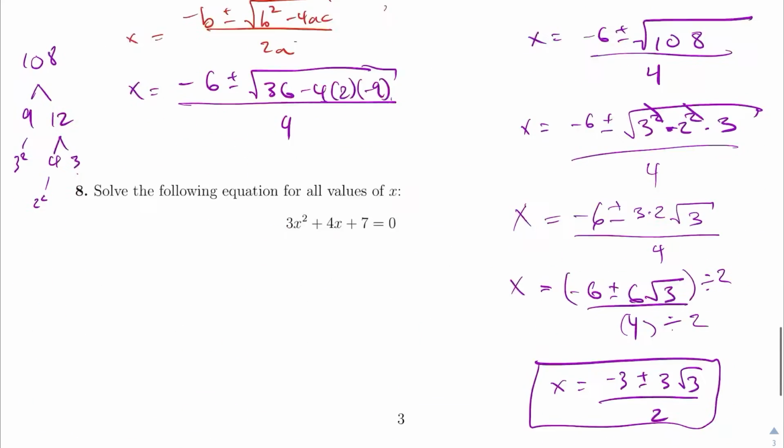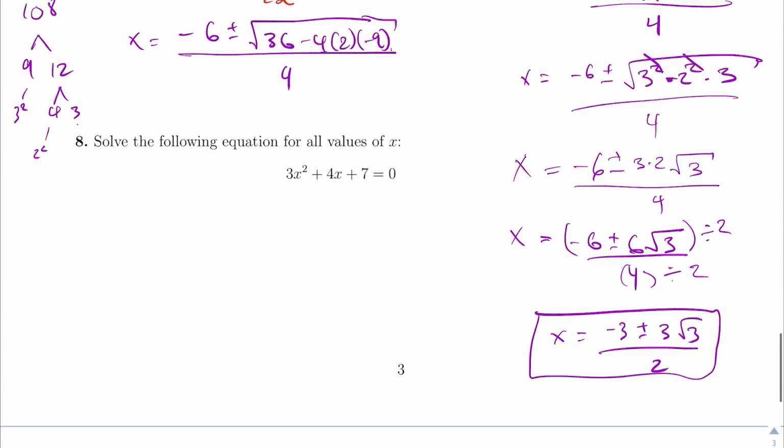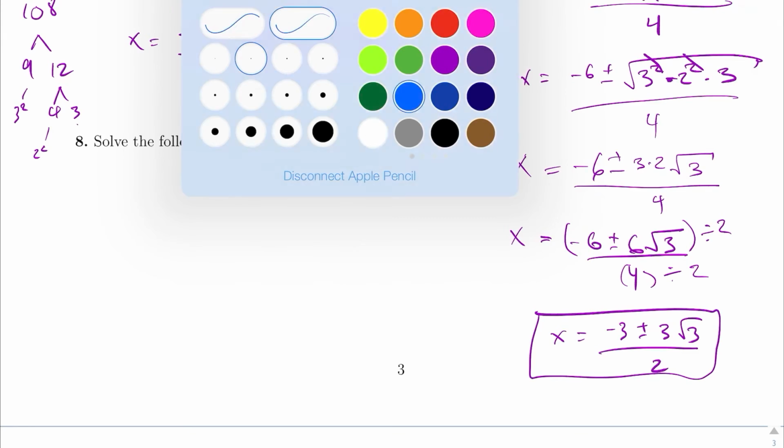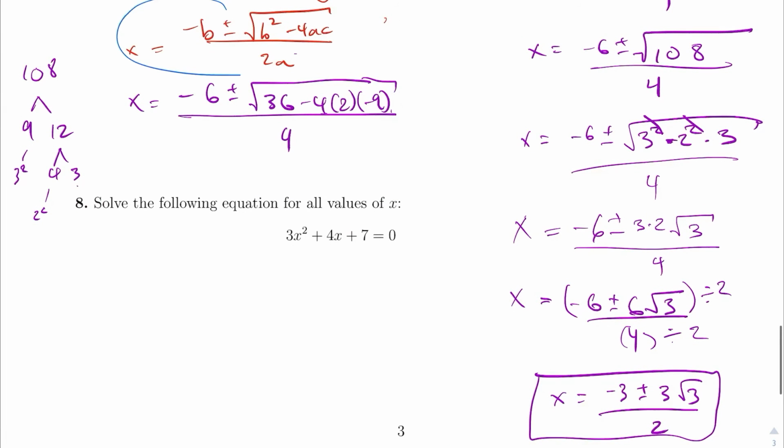So that was a really long one. Sorry I didn't give you guys too much room for it. Let's just finish up by doing this last quadratic formula problem right here. So I'm going to use the same formula to solve this one.